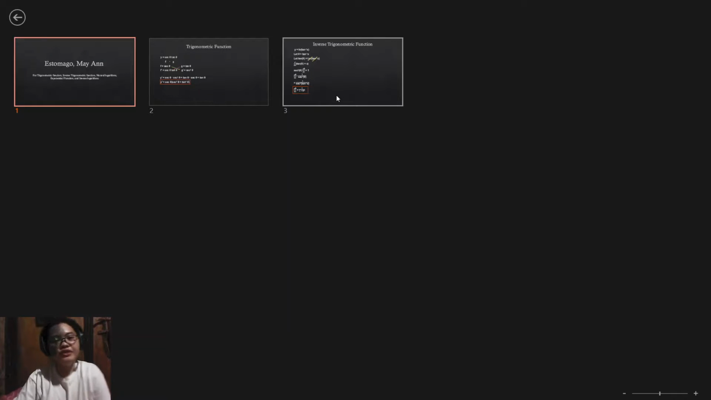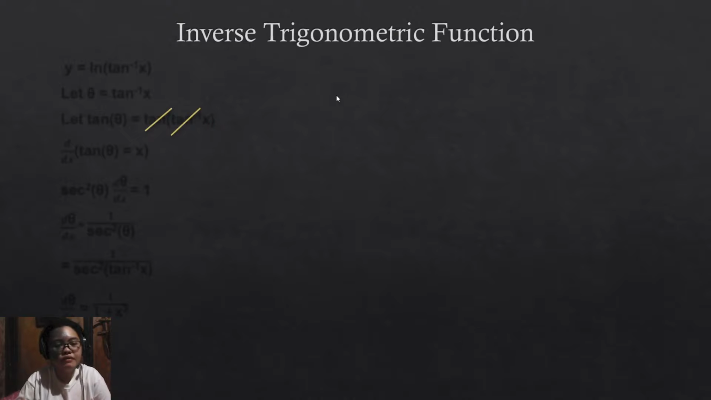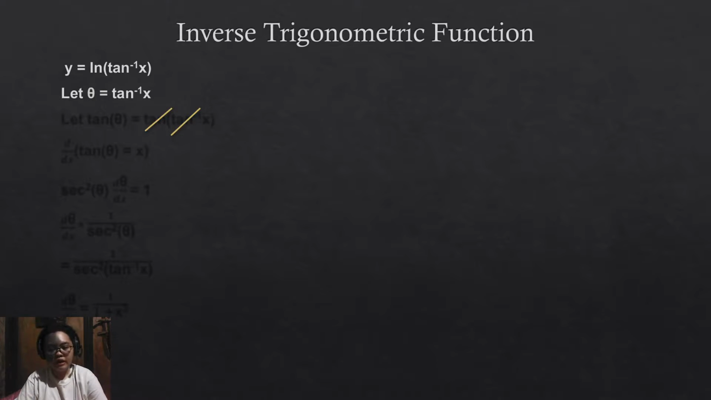Next will be the inverse trigonometric function. Our given is y equals inverse tan x. For any inverse function, it will represent an angle. So we'll let theta equal inverse tan x. I can apply the original tangent to both sides because our main goal is to find d theta over dx. So we'll have tan theta equals tan of inverse tan x. We'll cancel both the tan and the inverse tan x.